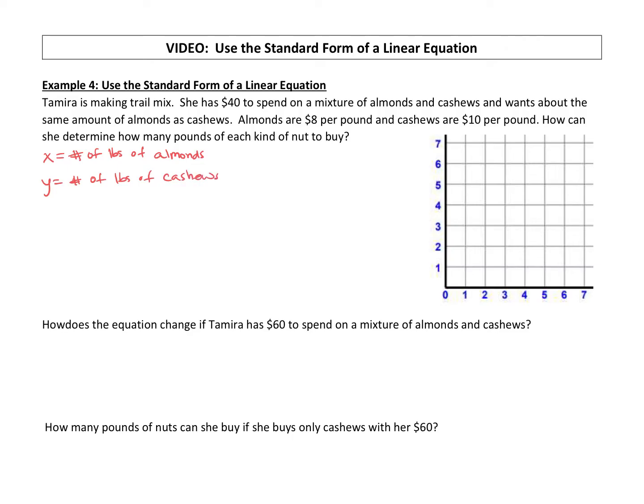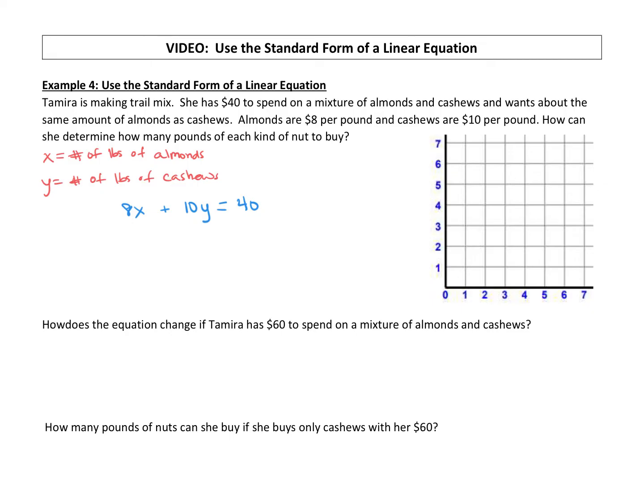Okay, so let's go ahead and write an equation for that. We know that the almonds cost $8, so we're going to have $8 times every pound of almond. In addition to that, we've got cashews that cost $10 times every pound of cashew. And we are told that Tamira has $40 to spend on this mixture. So there's our equation. We can recognize this is standard form, ax plus by equals c, and we're going to graph it. We've got this nice graph on the side.